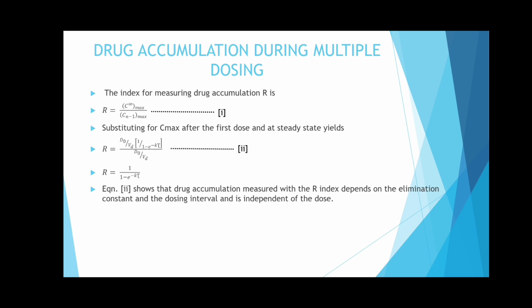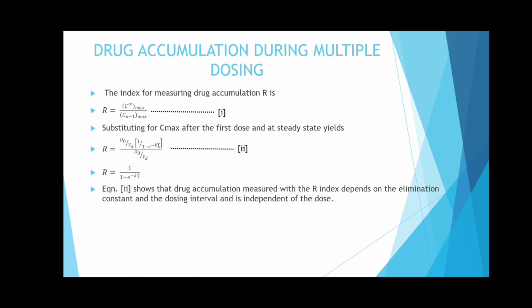Equation 2 shows that drug accumulation measured with the R index depends on the elimination constant and the dosing interval and is independent of dose. So this means accumulation mainly depends upon two important things. First of all, how much is the dosing interval. Second thing is how is the elimination. Is the drug eliminating or not, how much is the input and how much is the output. Obviously, the dosing interval is the input, how frequently you are giving the dose, because of which the accumulation may get affected.